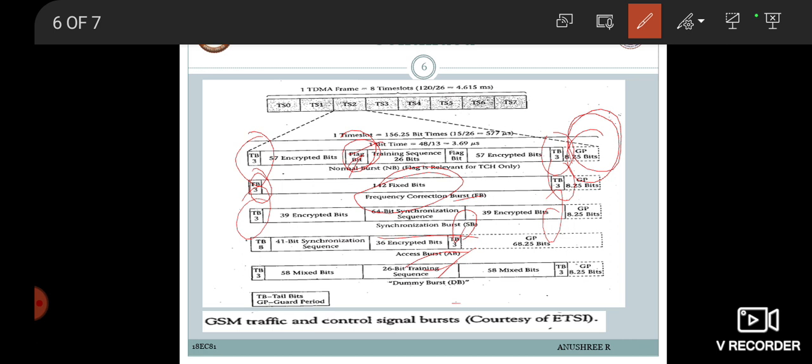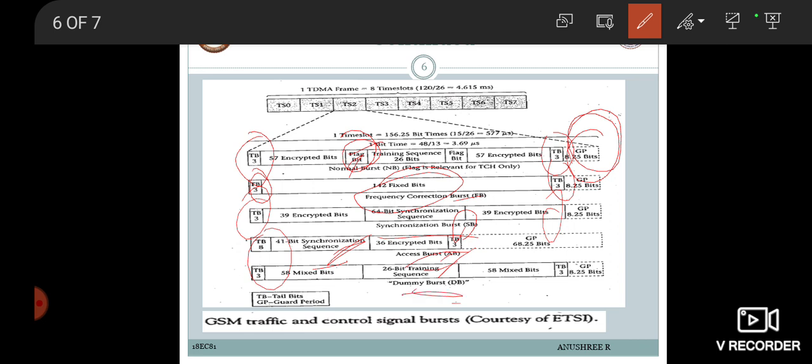Now moving on, we have something called the access burst. It is used by the mobile to facilitate random access requests by the mobile and handover operations. If we observe, we have 8 tail bits here with a 41 bit synchronization sequence and then 36 encrypted bits. Next is the dummy burst.